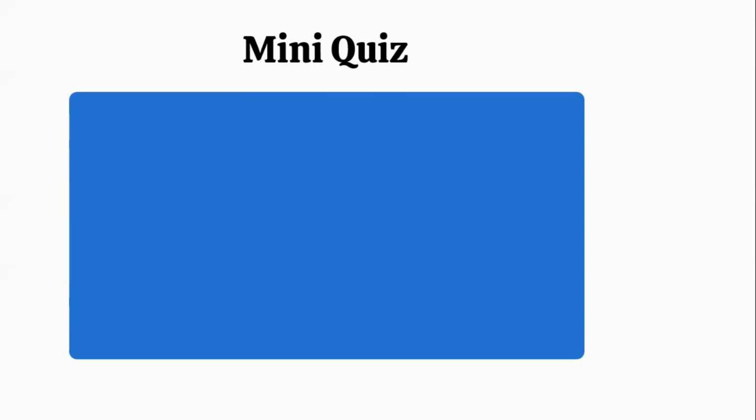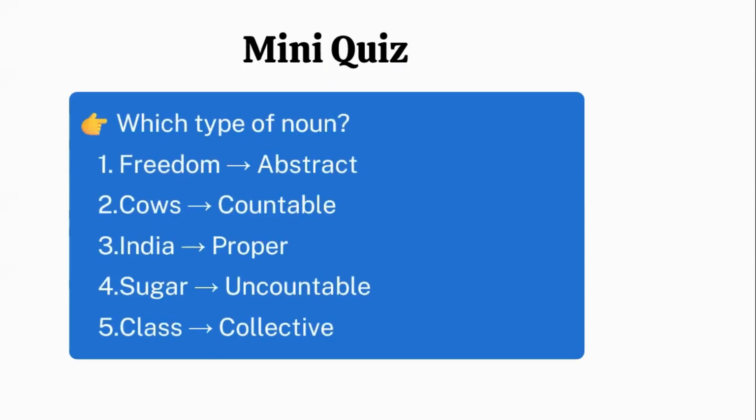Okay, next is the mini quiz. Which type of noun? First, freedom. Freedom is an abstract noun. Second, cows. That means you can count the cows, right? So it's a countable noun. India starts with a capital letter and it's a proper noun. Sugar, uncountable, because you can't count it. Class, it's a collective noun.